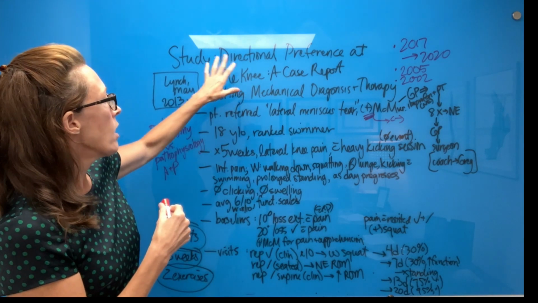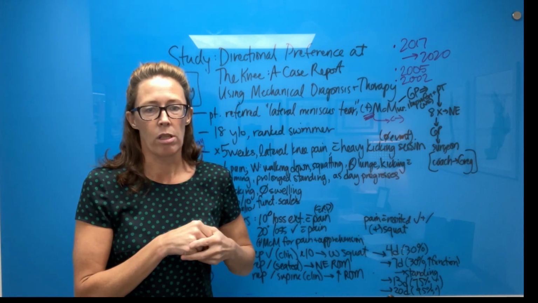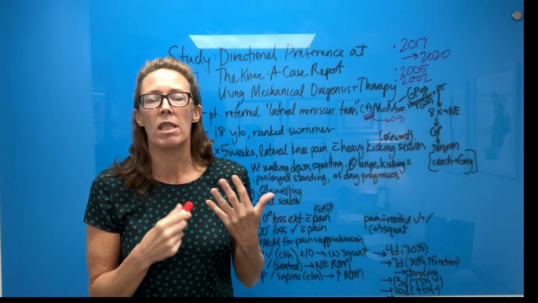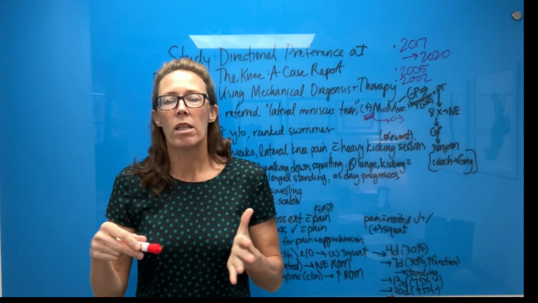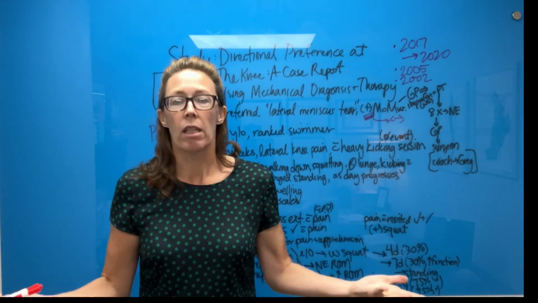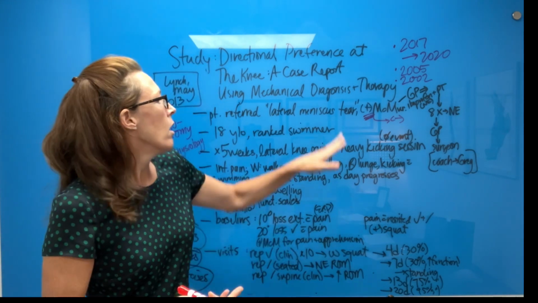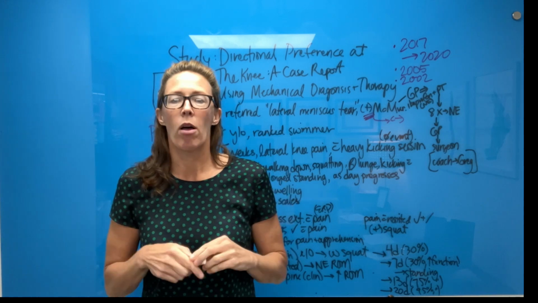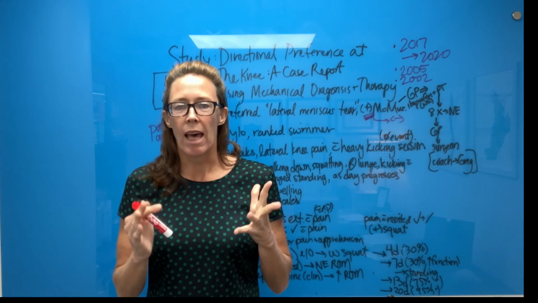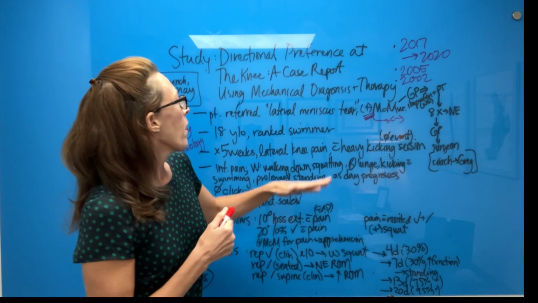So the study titled Directional Preference at the Knee, a case report using mechanical diagnosis and therapy. Directional preference is a term that I use. People who use MDT learn that term, and it means the movement, or the direction of movement, that when applied repeatedly to a joint, basically fixes the pathophysiology, fixes the joint derangement problem. Mechanical diagnosis and therapy, kind of a mouthful, also known as MDT or the McKenzie method, and the core tenet of MDT is repeated movement testing.